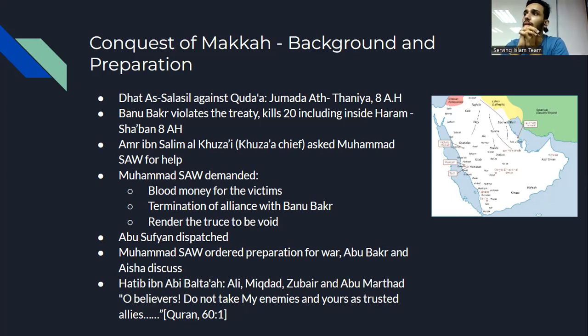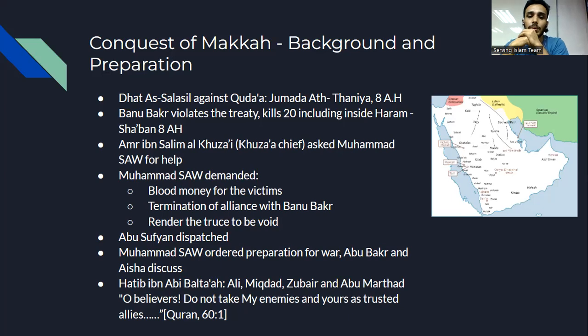As we mentioned, the Muslims under the leadership of Muhammad sallallahu alaihi wasallam never broke any treaty, unless the other party broke the treaty. And this is the sunnah of Muhammad sallallahu alaihi wasallam, that he never ever reneged on a promise. And this is what the Muslims should be doing.